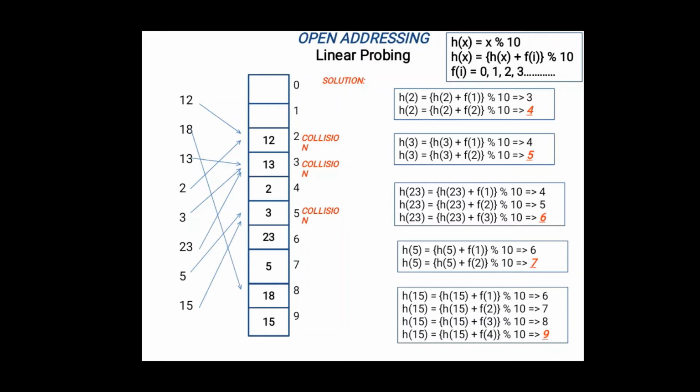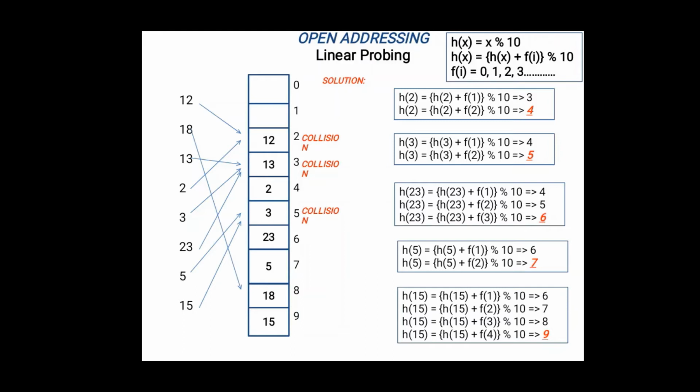So that's why I started with f of 1. Anyway, h of 2 is equal to (h of 2 plus f of 1) mod 10, which is 3, because 2 mod 10 is 2, therefore 2 plus 1 is 3. Since table index 3 is occupied, we need to search again until we get the answer.